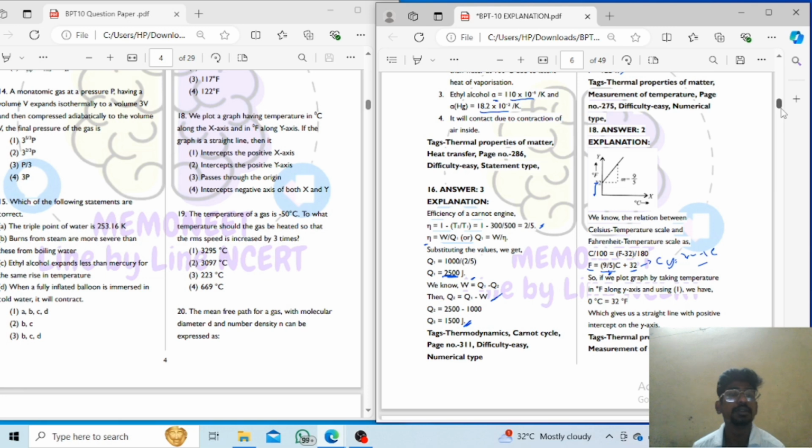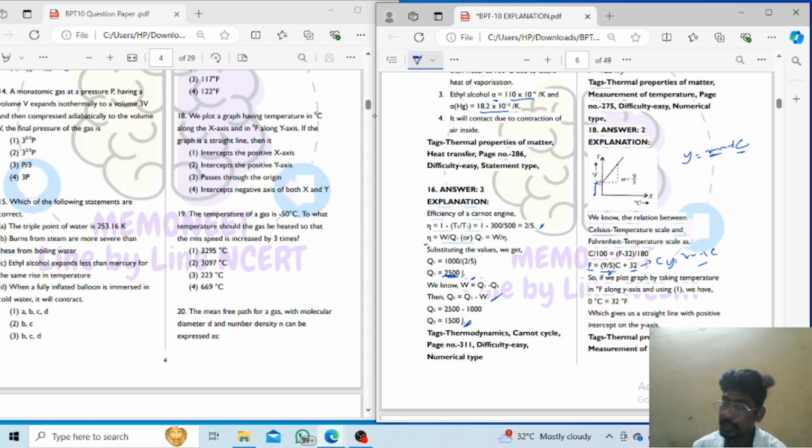Okay. So question 18 says to plot the graph between the temperature in degree Celsius along the x-axis and degree Fahrenheit along the y-axis. If the graph is a straight line, then the straight line graph is given by y equals mx plus c. Here m is the slope and c is the intercept.